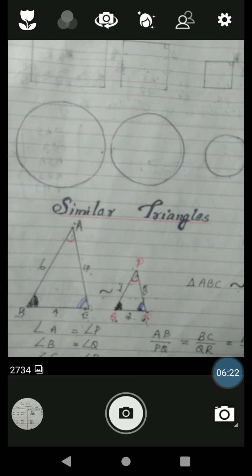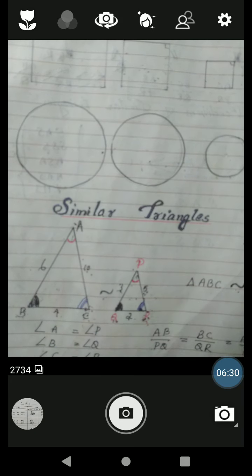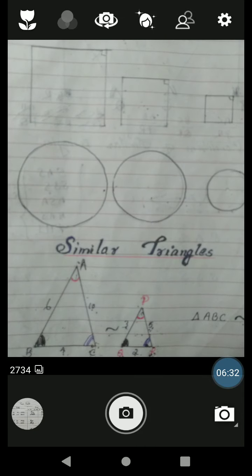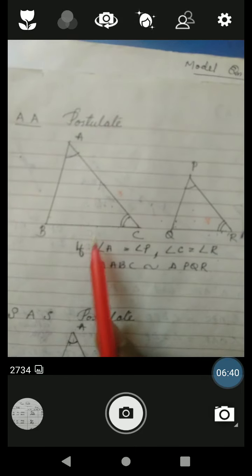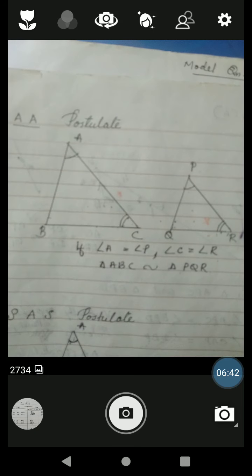Like congruency, here also we can see some postulates. Here there are only 3 postulates. I will explain the 3 postulates. First one is the AA postulate.